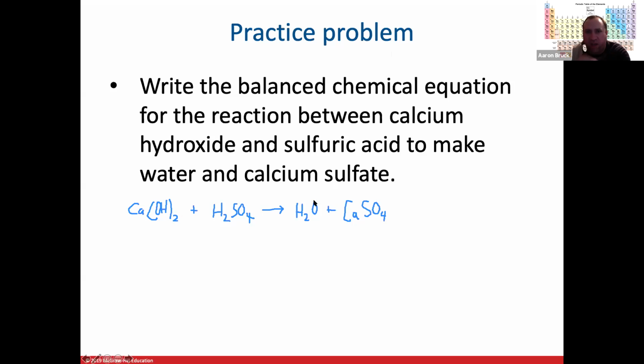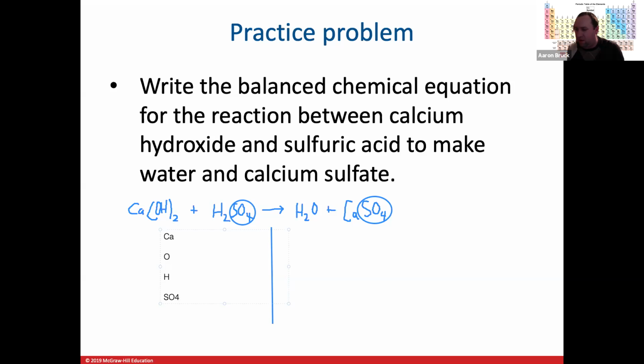Now, if I'm evaluating this, all I'm asked to do is balance it. I can see that I have no common ions on either side other than the sulfates, and so I'm going to take that into my consideration. Calcium, oxygen, hydrogen, sulfate are going to be the things I look at.